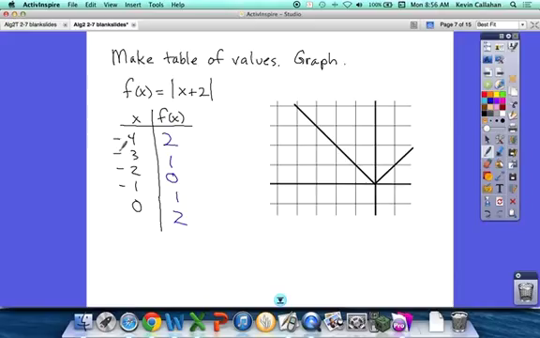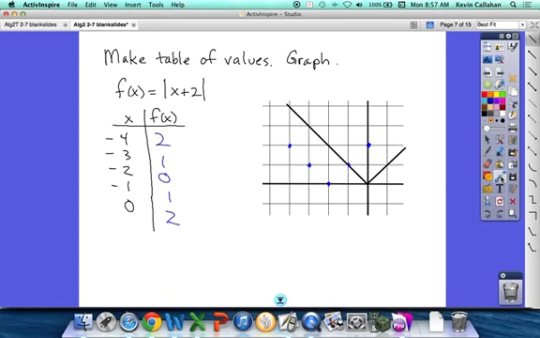Okay, -4, 2 would be 1, 2, 3, 4 here. -3, 1. -2, 0. -1, 1. And 0, 2. Right? Do we see the V? Absolutely, we see the V. So let's go ahead and put it in there. There's the V.